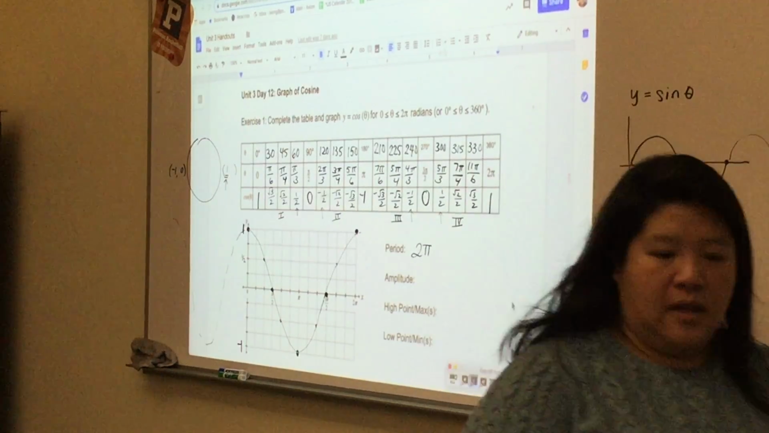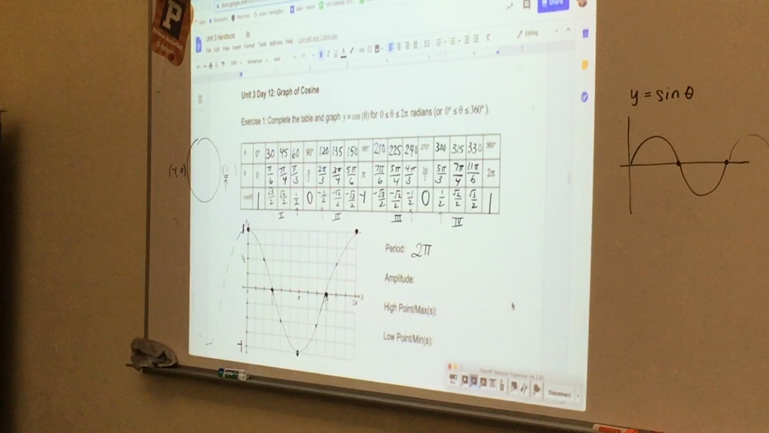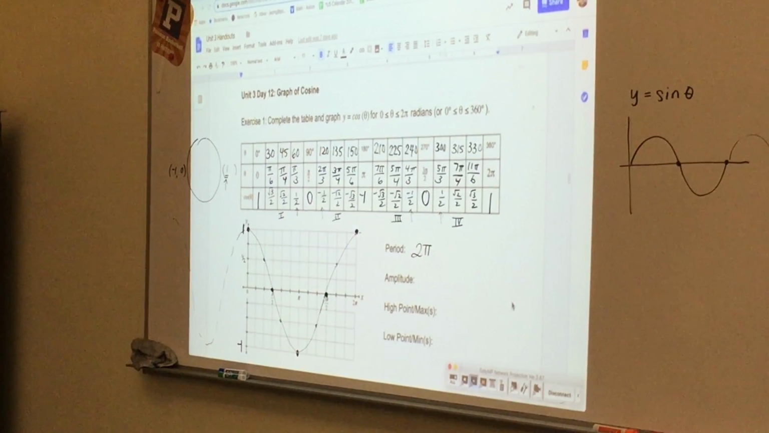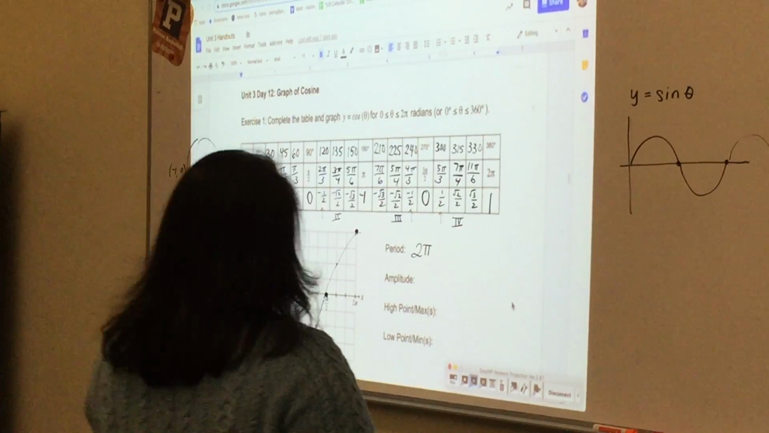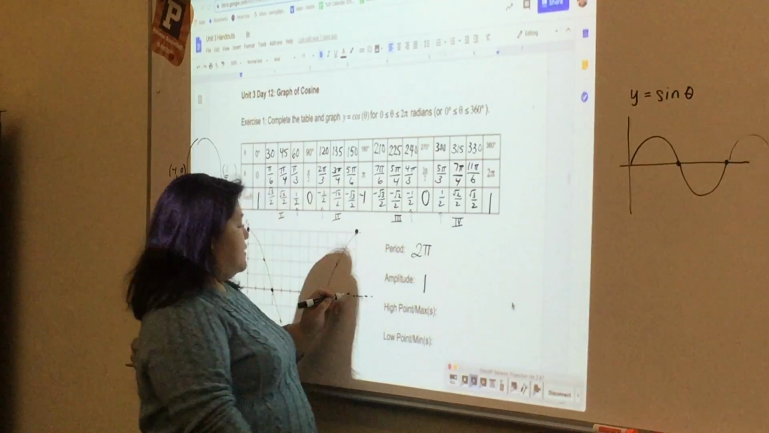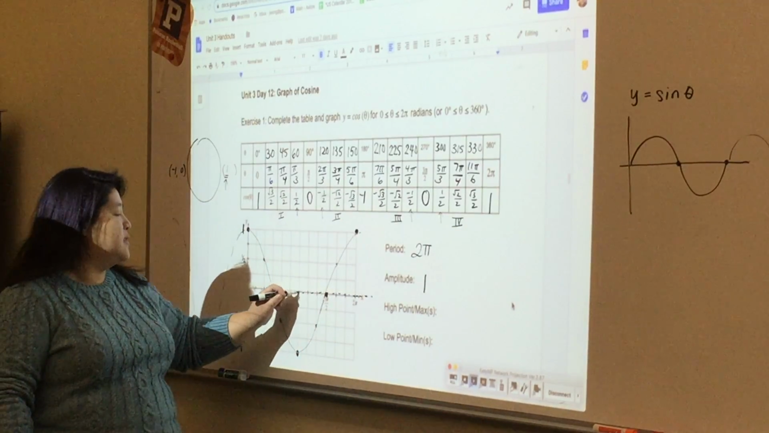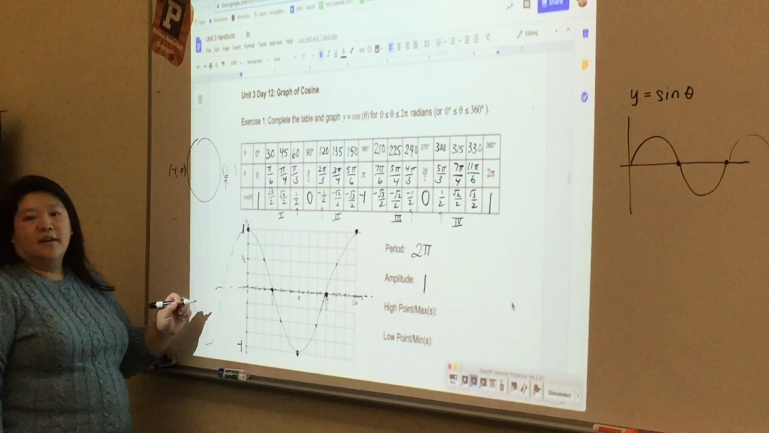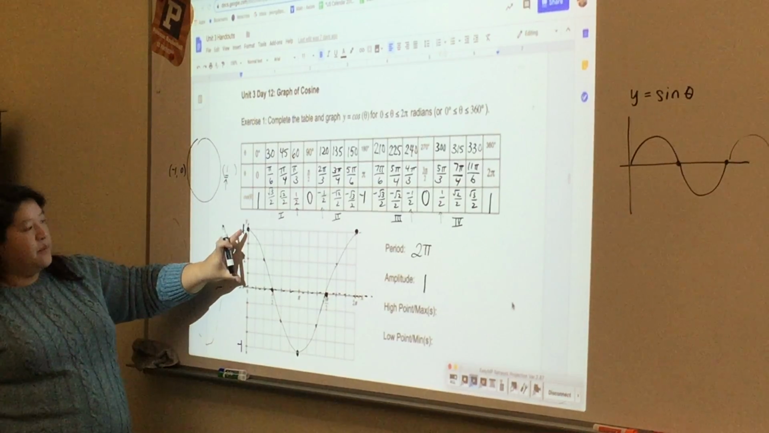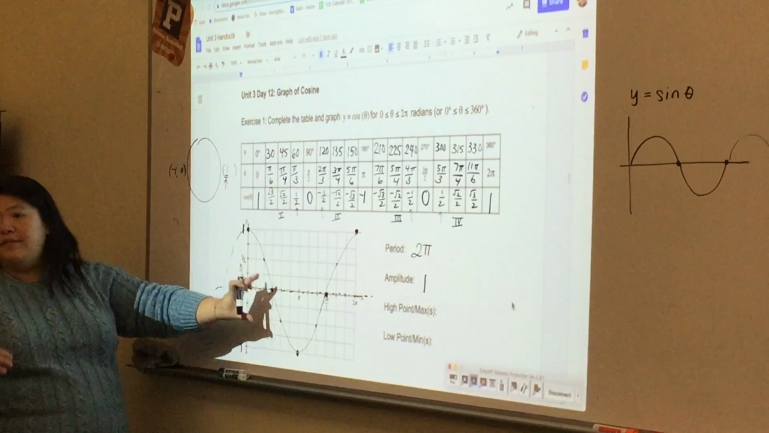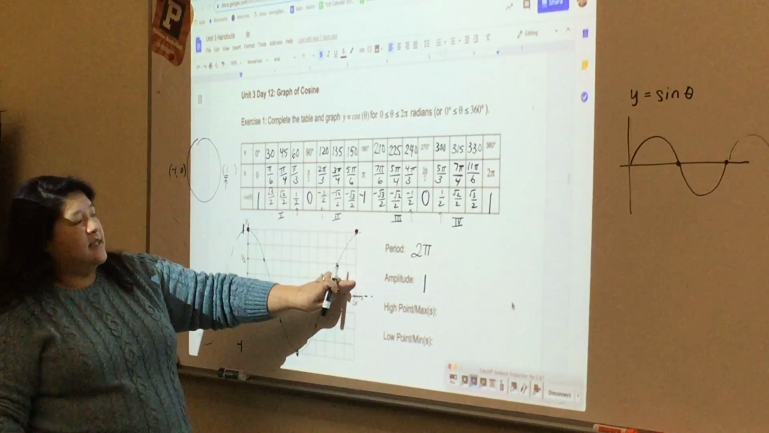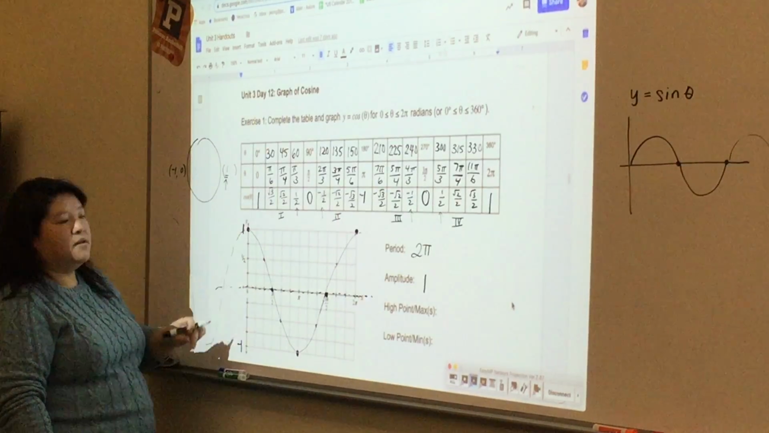What's the amplitude? 1. Same thing as the sine graph. So there's still a center line. It's not drawn in, it's kind of invisible, but there's still a center to my graph. So if there's a center to my graph, of course there's a center line. There's still bumps. There's still a bump above and a bump below. And that bump still has the same height, right? Height of 1. So there is an amplitude.